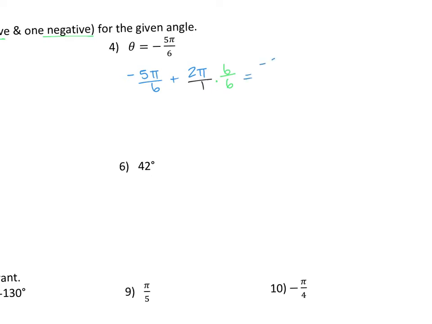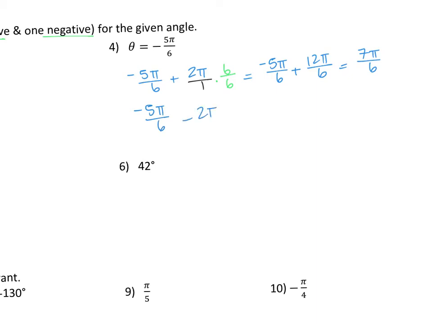So this gives me negative 5 pi over 6 plus 12 pi over 6. So negative 5 plus 12 gives me 7 pi over 6. And this is a positive number, so I'm going to stick with this being my positive coterminal angle.